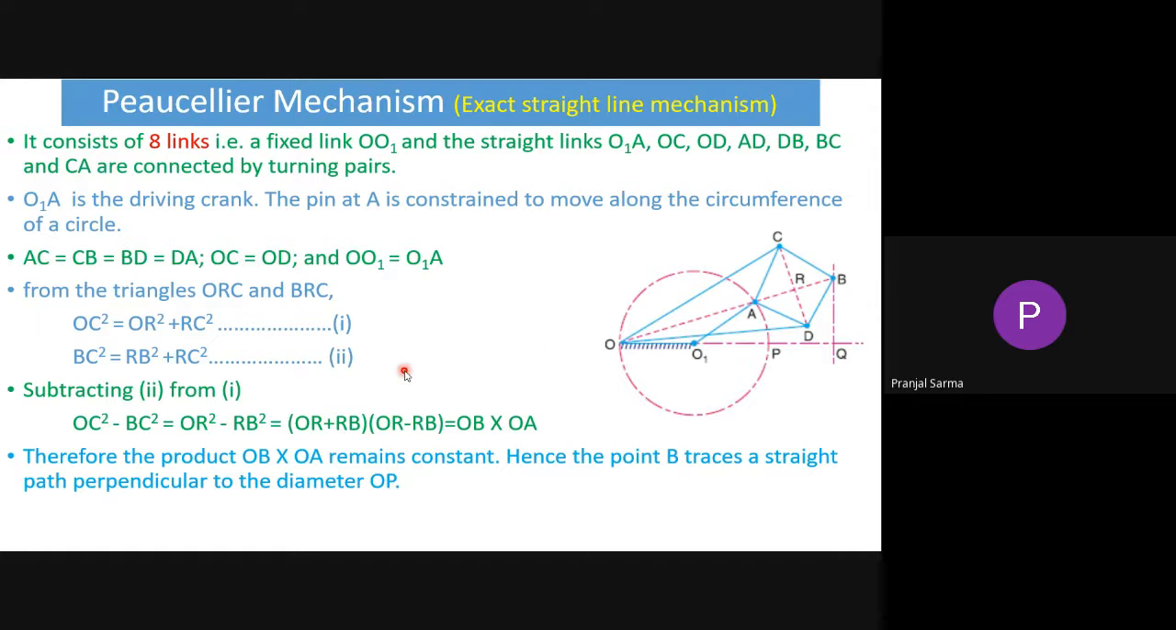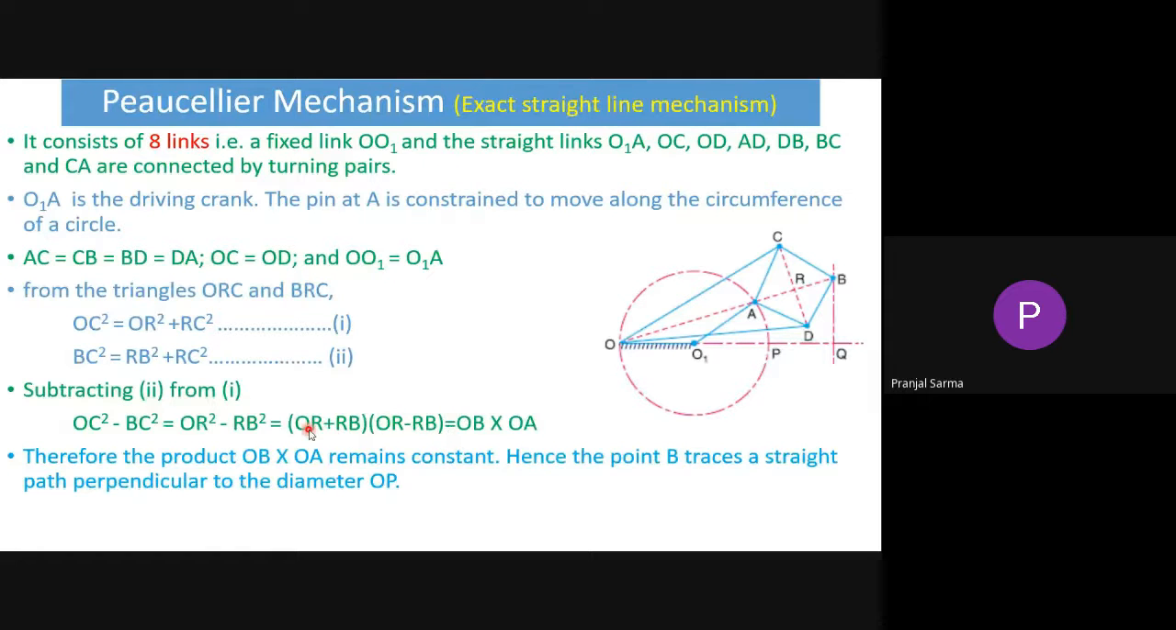So if we just subtract the second equation from the first, what will I get? We are going to get OC square minus BC square equal to, RC square will get cancelled, OR square minus RB square. So I can write it like A square minus B square, so I can write A plus B whole into A minus B.